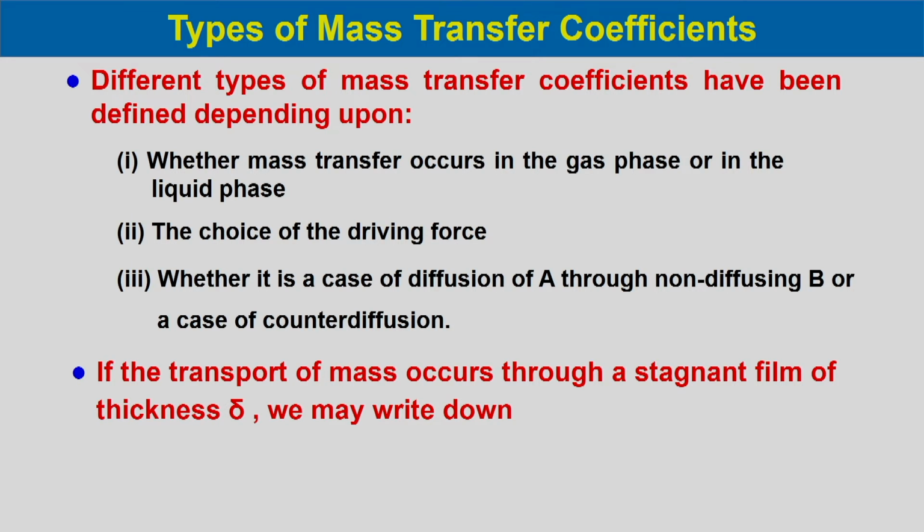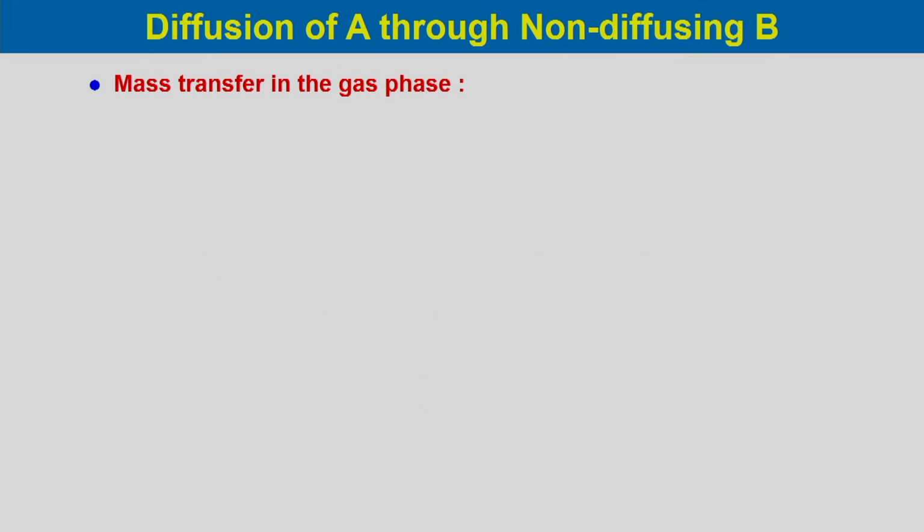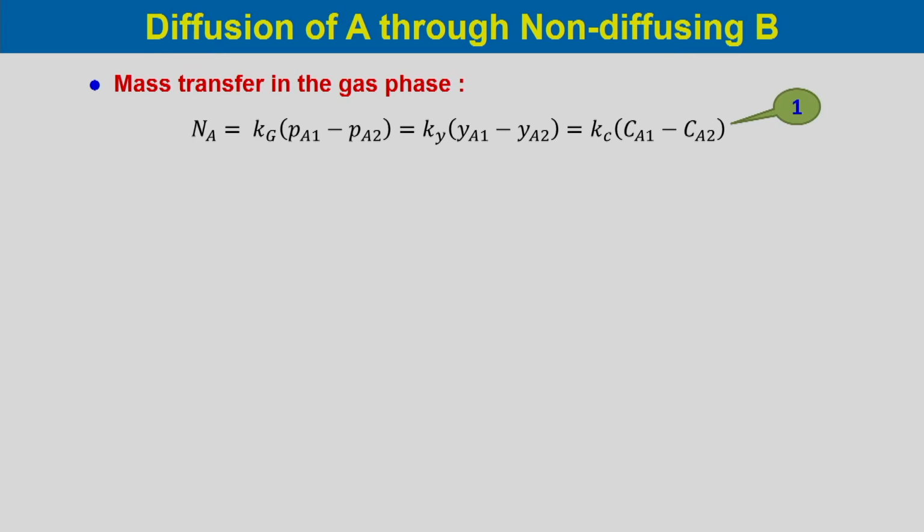If the transport of mass occurs through a stagnant film of thickness delta, then we can write down the flux as mass transfer coefficient into driving force. So, for the mass transfer in the gas phase, we can write Na would be equal to kg (Pa1 minus Pa2), which would be equal to ky (Ya1 minus Ya2), which is equal to kc (Ca1 minus Ca2). So, this is termed as equation 1.